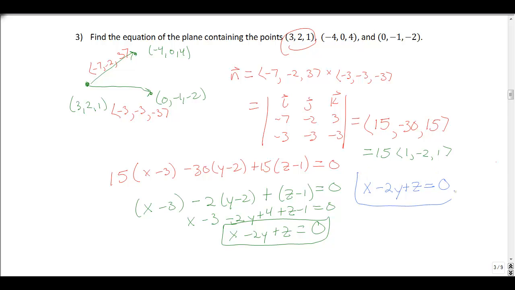Now, a nice check on this is you should be able to plug in the other 2 points as well. So negative 4 times x plus 0 y, so negative 4 for x, 0 for the y, 4 for the z, negative 4 plus 4 is 0. If you use the point 0, negative 1, 2, you get a positive 2 from the y, minus 2 from the z. That'll give you 0 as well. So you can see this equation is in the form of a plane, and these 3 points are all on that plane, so that you can know right away is the answer.